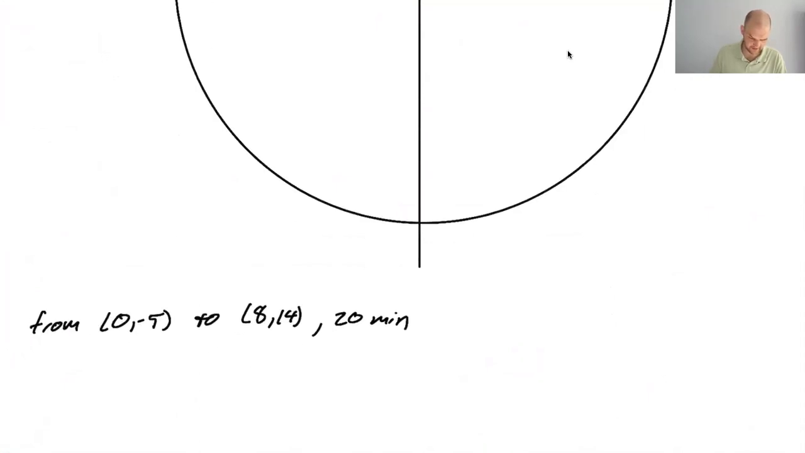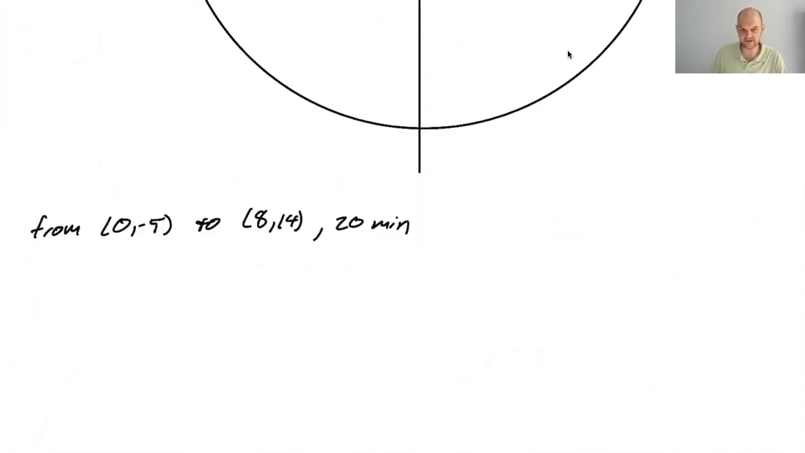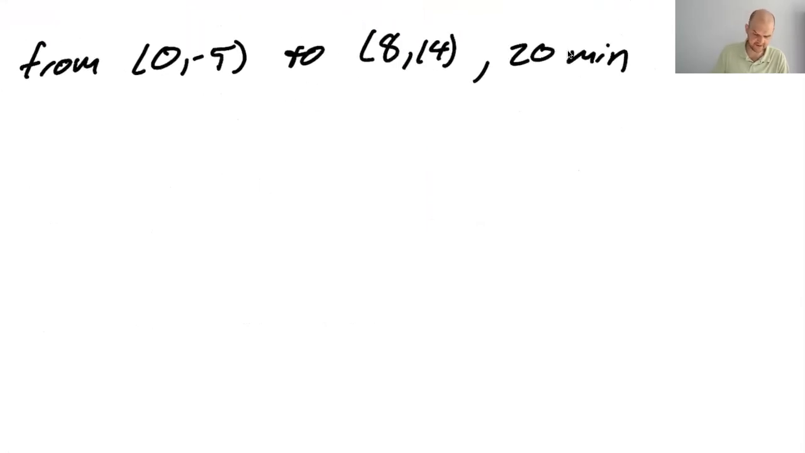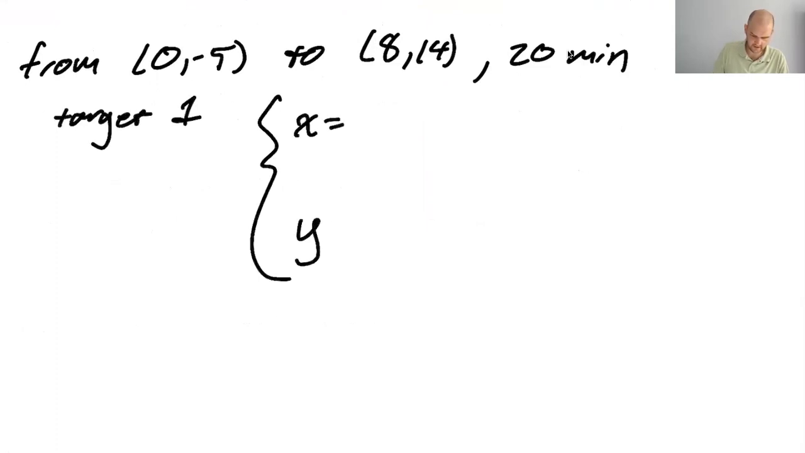So that we can write that equation, because that's a definitive thing that is definitely happening. So this is going to be for target one. We know that x, y, so (0, -5), x is going to add 8 in 20 minutes. 20 minutes? That can't be right. That's got to be seconds.